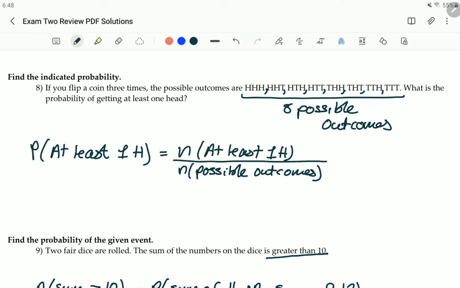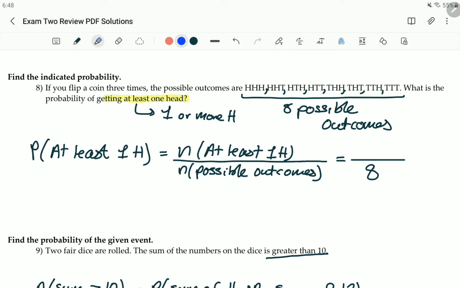So the probability of having at least 1 head is equal to the total number of outcomes that give us at least 1 head divided by the total number of possible outcomes. Our denominator is going to be 8 because there are 8 possible outcomes. When it says getting at least 1 head, at least means that number or more. So 1 or more heads. Which outcomes have 1 or more heads?